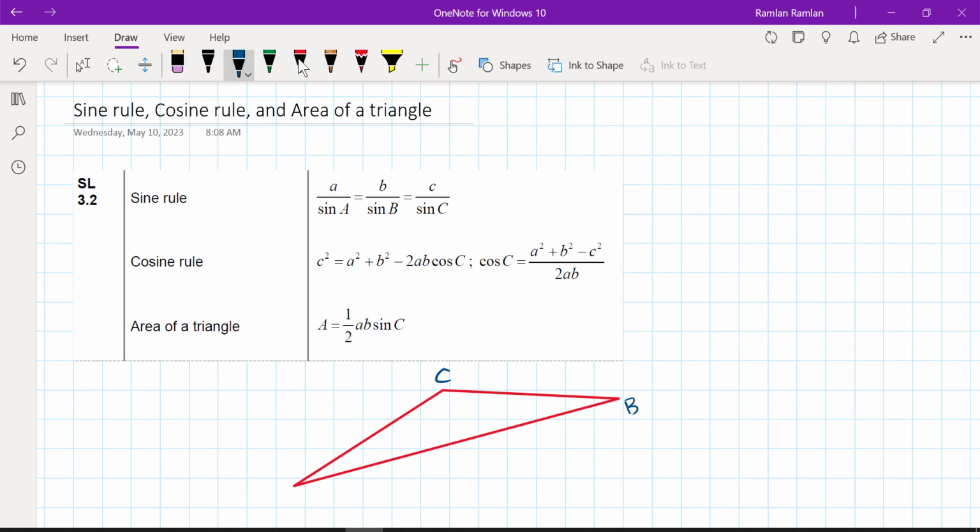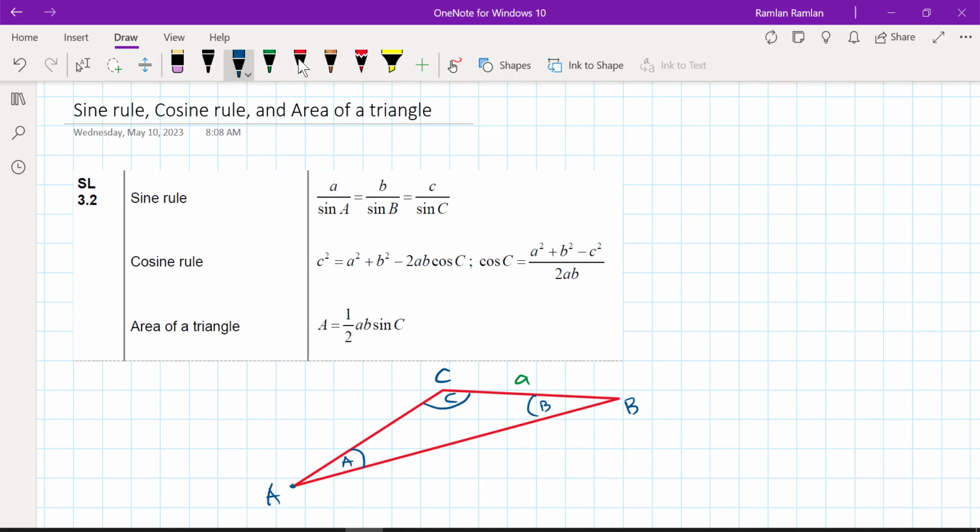I'm going to use a capital letter for the vertex. If I want to name the side, this side over here is a, because it is opposite to vertex A. Naming the angle is also crucial: this angle is angle A, this angle is angle B, and this angle is angle C. That's the first thing you need to understand.